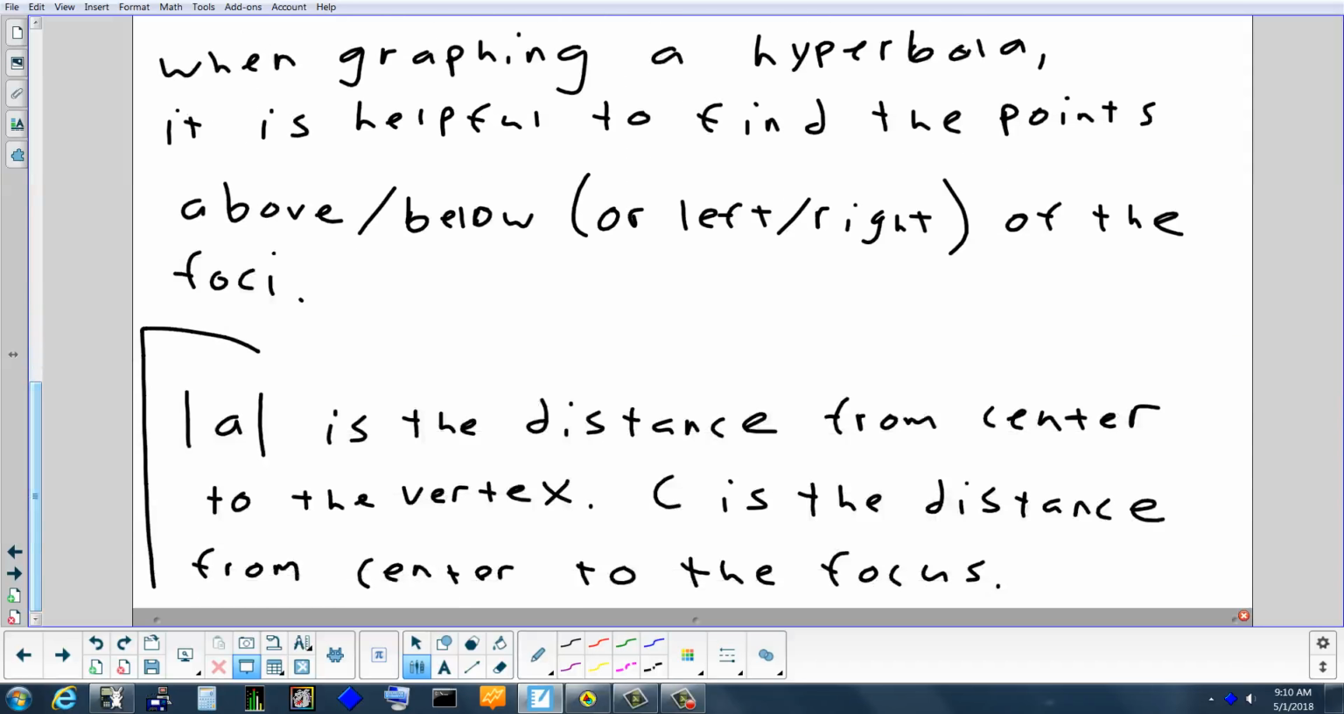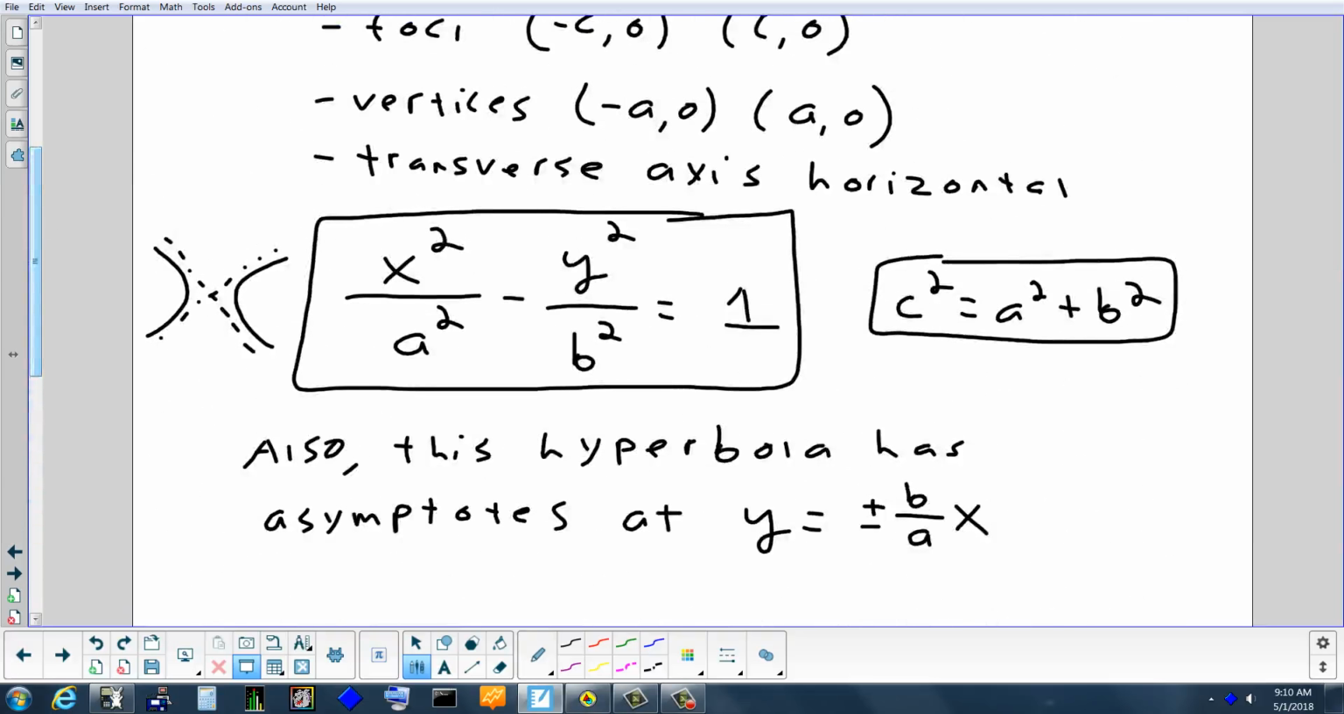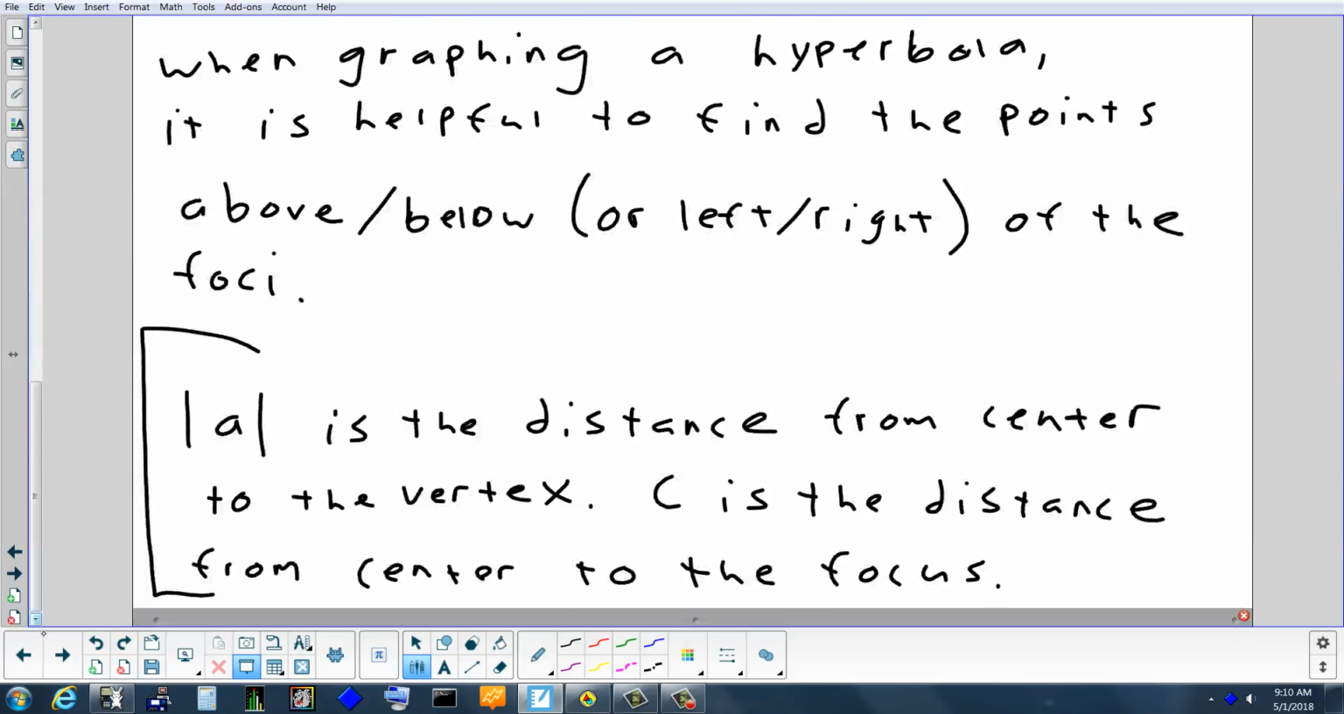This is the same as what we discussed yesterday. a is the distance from the center to the vertex. c is the distance from the center to the focus. Now, I put absolute value because in the fraction, now you have a negative. So I don't want you to think like b is a negative or a is a negative. When we're thinking of the distance between the center and the vertex, you should always think of distance as a positive number. Okay?